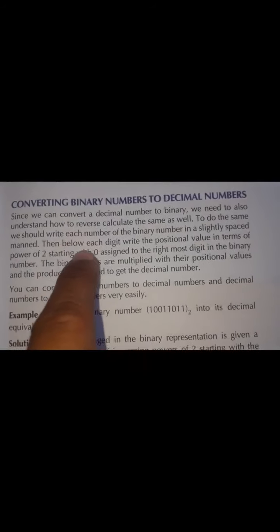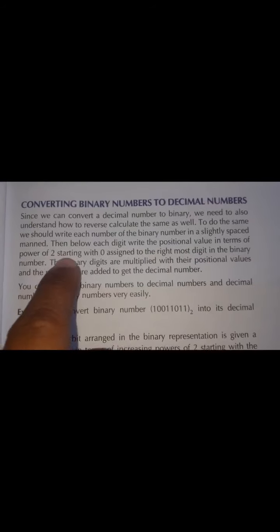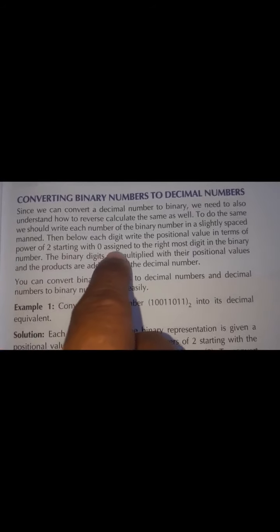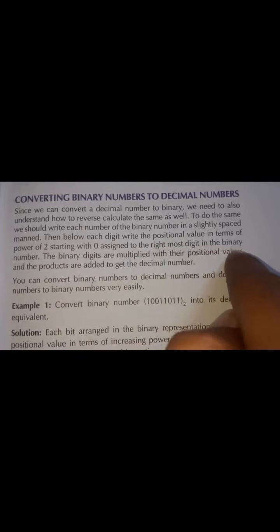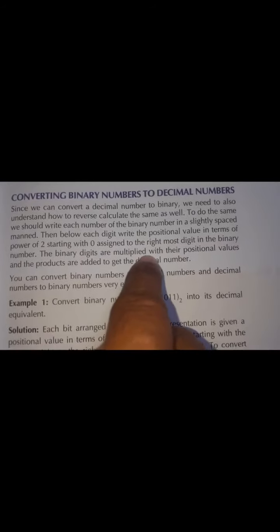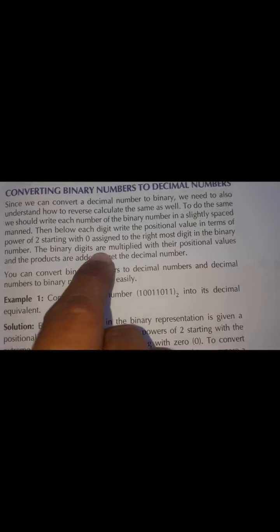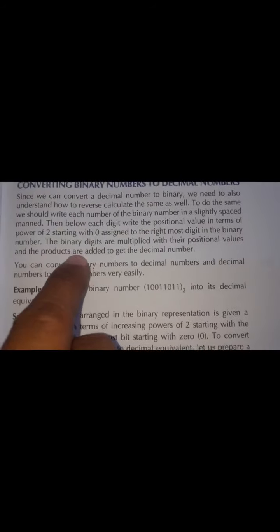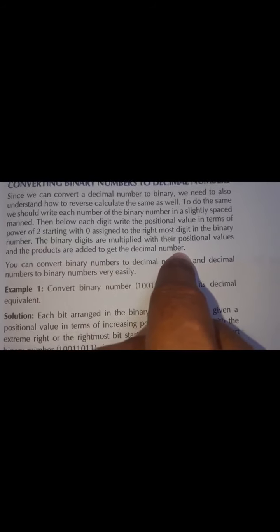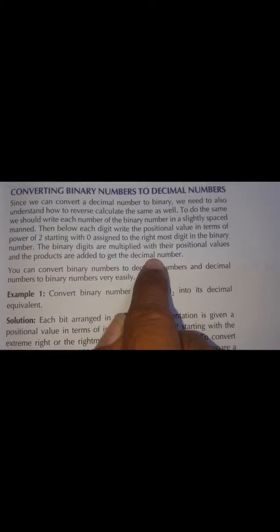Next, below each digit write the positional value in terms of power of 2, starting with 0 assigned to the rightmost digit. The binary digits are multiplied with their position values, and the products are added to get the decimal number. Whatever the sum of the products comes to, that is the decimal number.